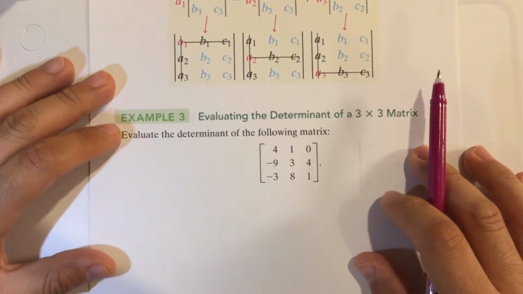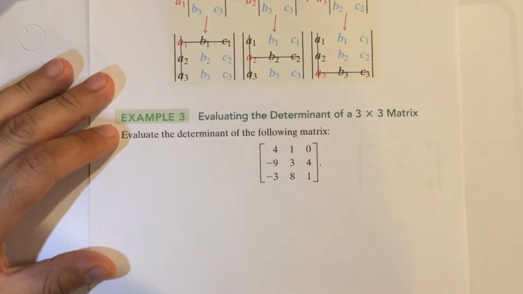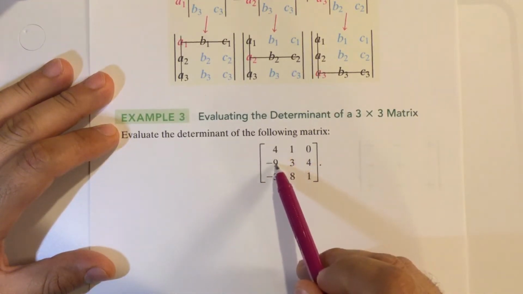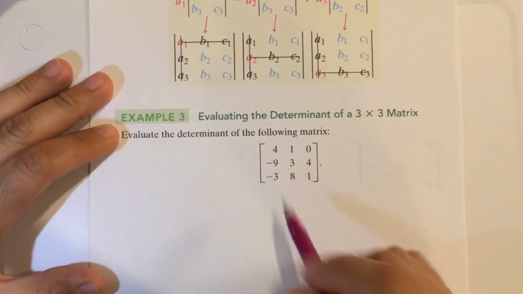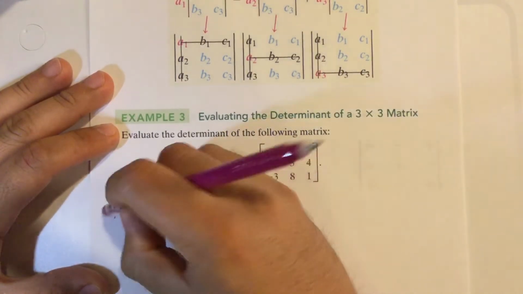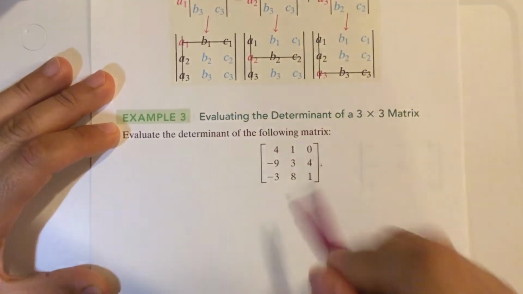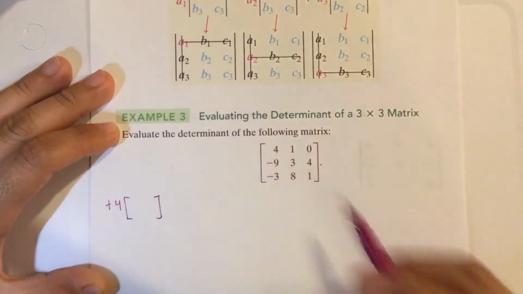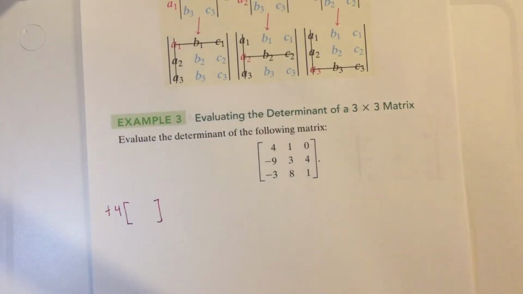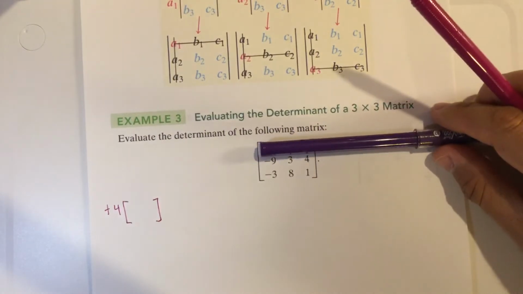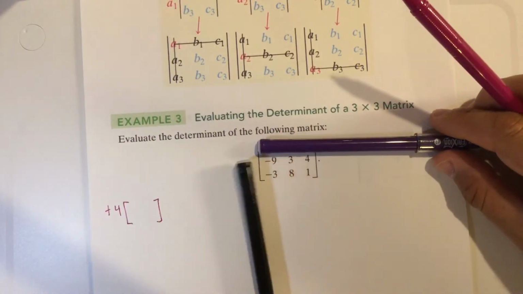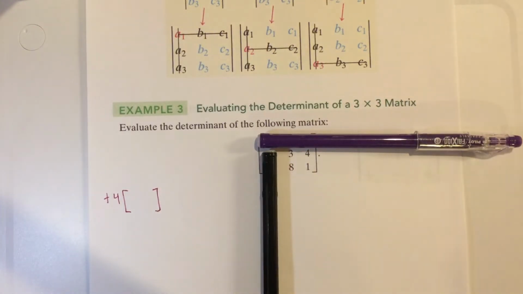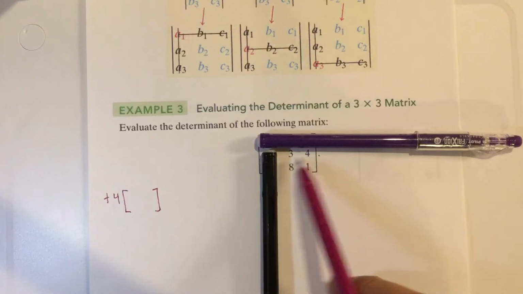All right, so first off, let's start with our A. This is our column right here. So this is A1, A sub 2, A sub 3. So we have a positive 4. And the position of that is in the first row and the first column. So once I block those numbers off, you'll see what's left is 3, 4, 8, 1.